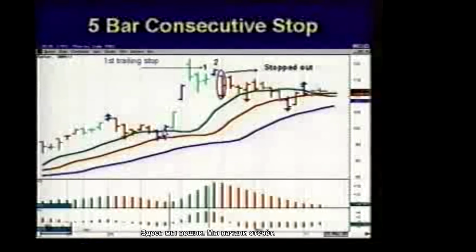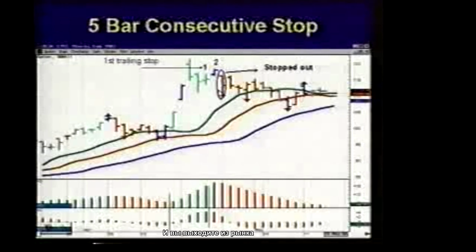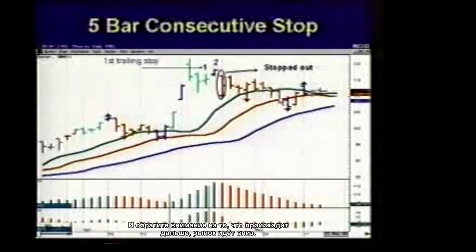In this case, you'll see we're in. We start counting. I've marked a little line here on the bottom so you can see if you're having a hard time following it up. 1, 2, 3, 4, 5. You have 5 consecutive green bars. So we start here. Number 1 is marked. It's our first trailing stop. Then we place a trailing stop at number 2, and you're stopped out here at the bar circled. And again, notice what happens. Pulls right down, goes into the gator's mouth.